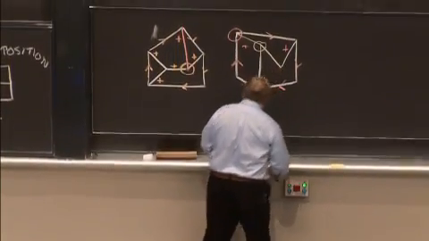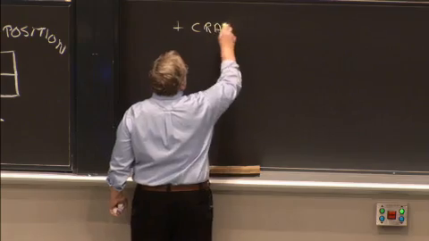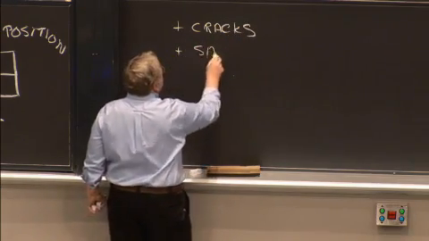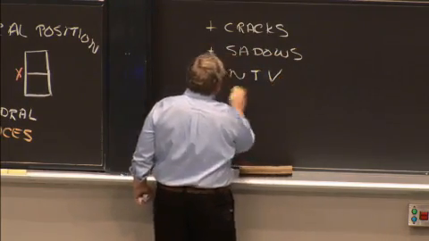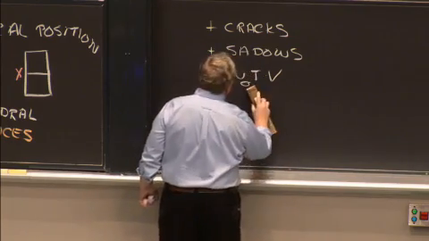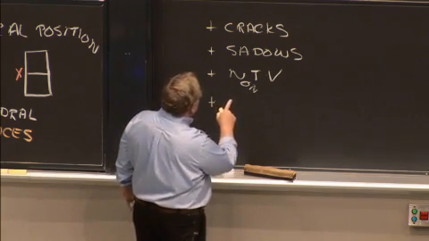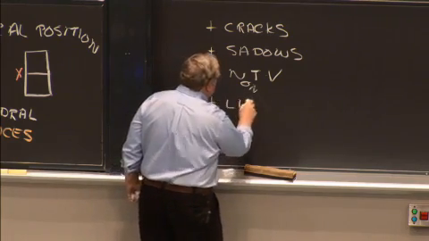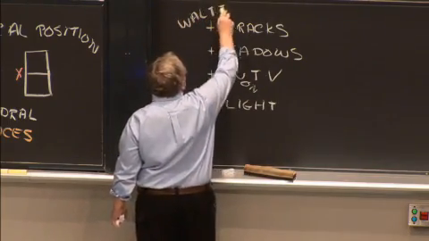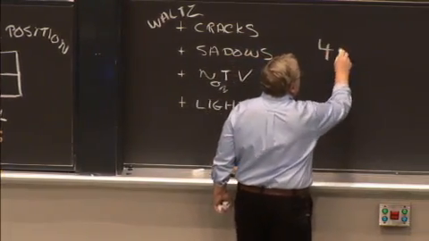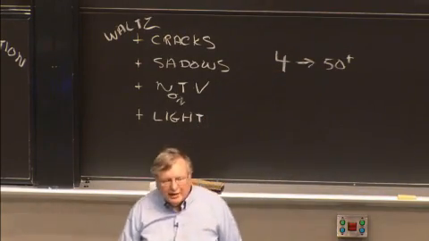So Waltz decided that he would not be content unless he added cracks, shadows, non-trihedral vertexes, and shadow vertexes, and light. These considerations led Waltz to go from 4 labels to 50 plus, because he had to pack a lot of information into each of the labels that he put on a line.